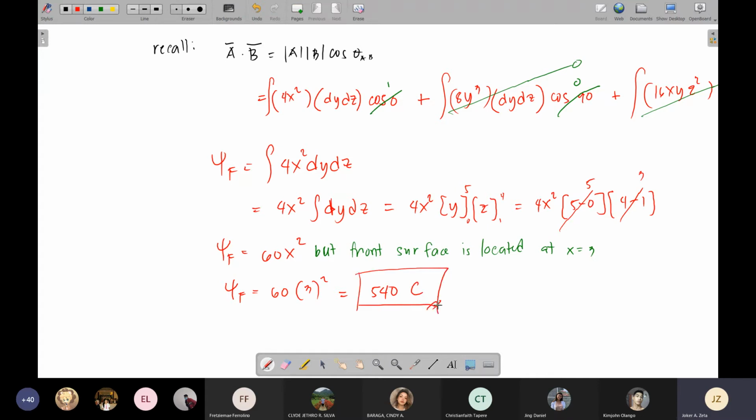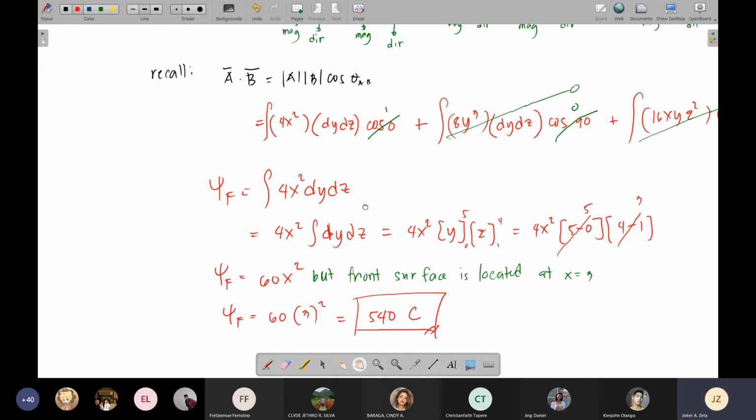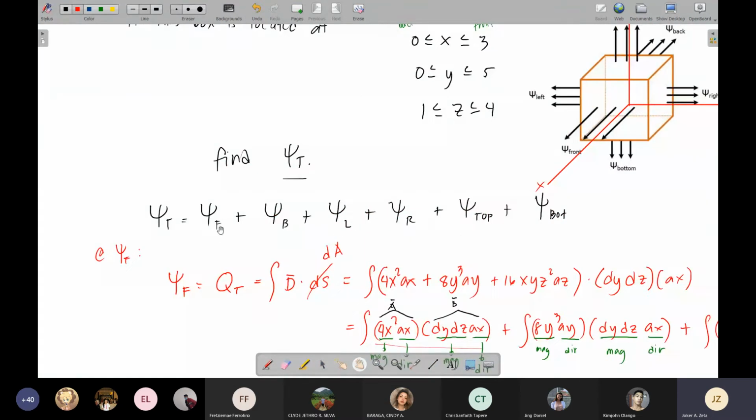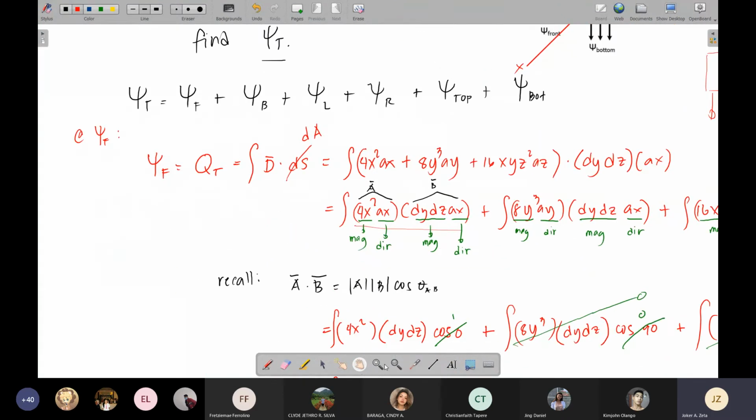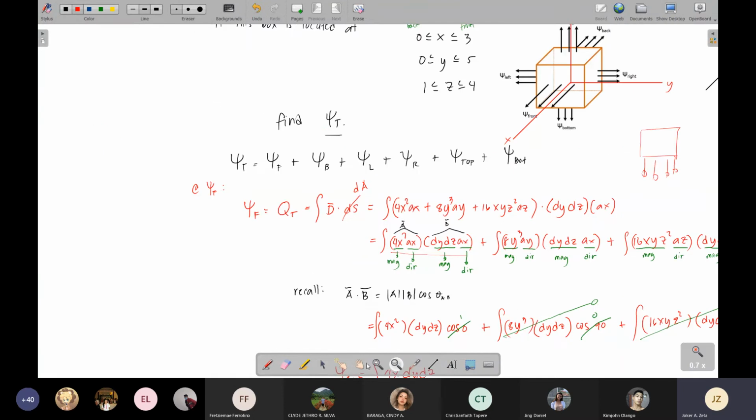Wa pa ta nahuman ha? Sa front surface pa na. Usa pa atong gisolve. Front pa, wa pay labot ang back, left, right, top, ug bottom. Gadaghan gud ana, sir. Yes.